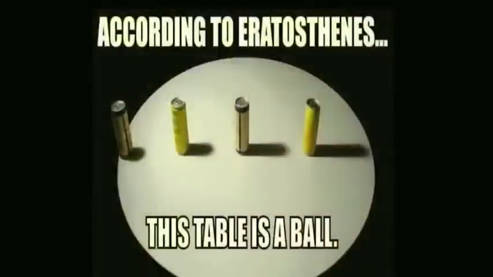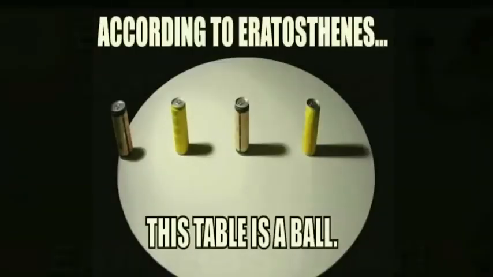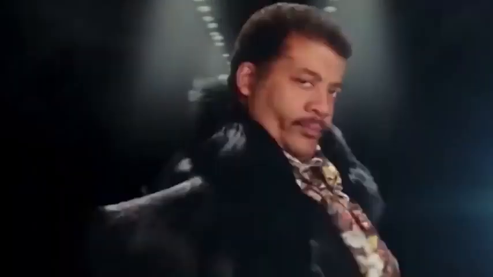Here's some beer cans on a table. This table's spherical according to Eratosthenes, right? We got the light above this one, and there's a shadow. You could do some really good math. The math is absolutely correct, but Eratosthenes was wrong.